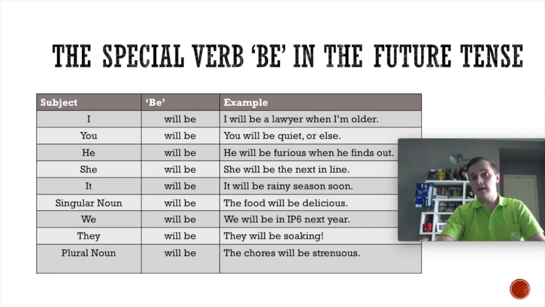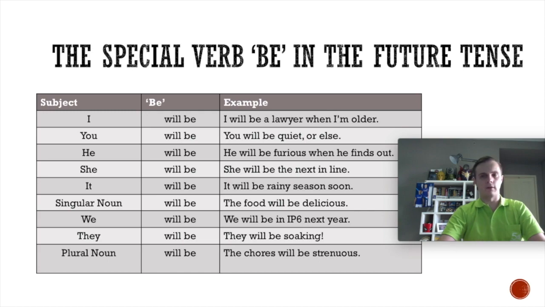I will be a lawyer when I'm older. You will be quiet or else. He will be furious when he finds out. She will be the next in line. It will be rainy season soon. The food will be delicious. We will be in IP6 next year. They will be soaking. The chores will be strenuous.